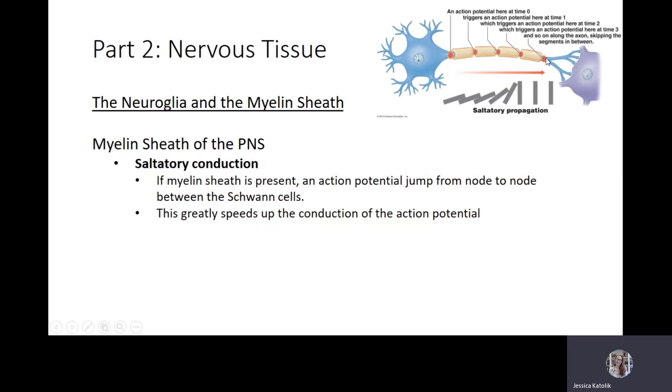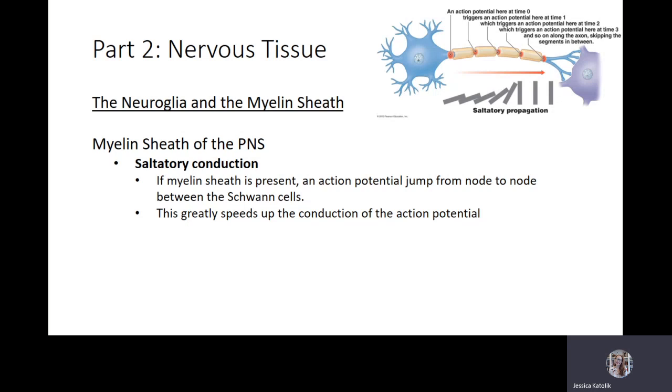Because the action potential is able to leap due to the presence of the myelin sheath, the action potential will be able to propagate and move much faster down the length of the axon than it would be able to do otherwise. I kind of like to think of a ballerina when I think of saltatory conduction. Think of a ballerina leaping along the length of the axon from one point to another. So it can just traverse that distance much, much faster.